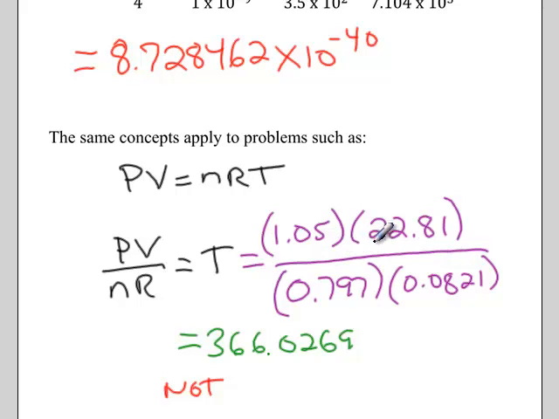So instead, just remember every number that's in the bottom gets divided by. So you would be multiplying the top two numbers, then hit divided by 0.797, and then divided by 0.0821, and you'll get the 366 number, which is correct. If you do this incorrectly, you will most likely get 2.467. So try both of these problems and make sure that you can get the correct answers.